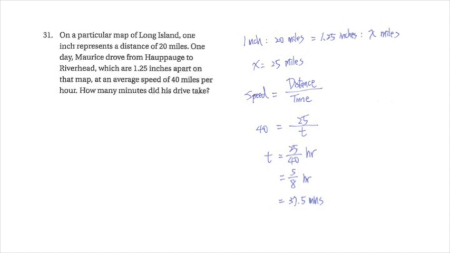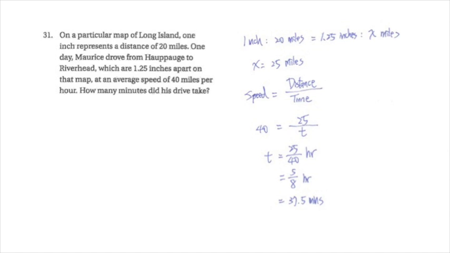Question 31, on a map of Long Island, 1 inch represents 20 miles. A person drove for 1.25 inches on the map with an average speed of 40. We're asked to find the amount of time that he drove. So first we need to find out how long it is in the real distance. Since 1 inch equals 20 miles, then 1 inch to 20 miles needs to equal 1.25 inches to x miles, with x being the actual distance that the person drove. And to solve that, we see that x equals 25 miles.